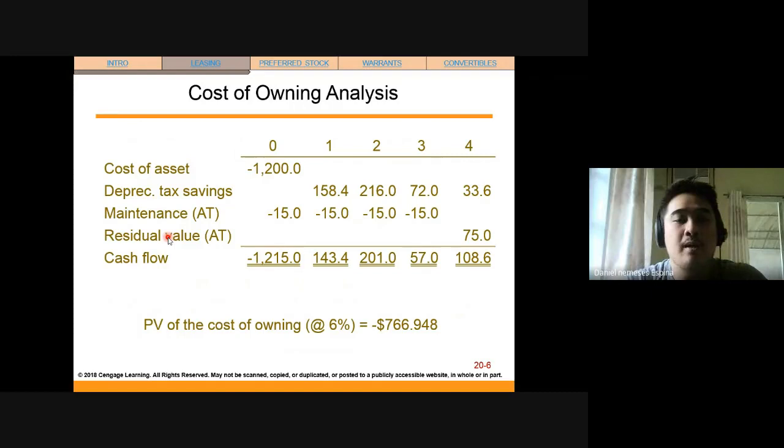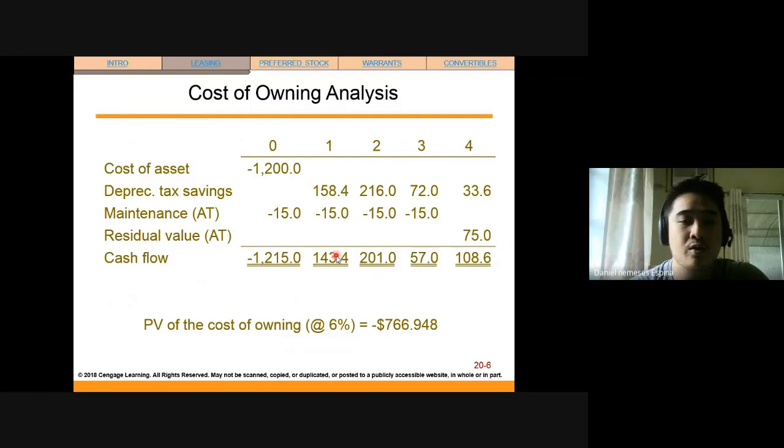It is also stated that it is paid at the beginning of the year. So at year zero, you're already paying 15. Then at the start of the second year, or at the end of year one, 15 and so on. So compute the total inflow from each period. Today we're going to have a cash outflow of negative 1,215,000. That is the total we pay now.